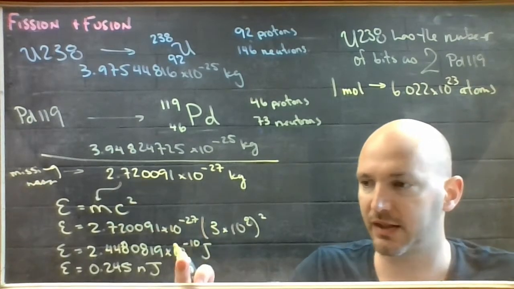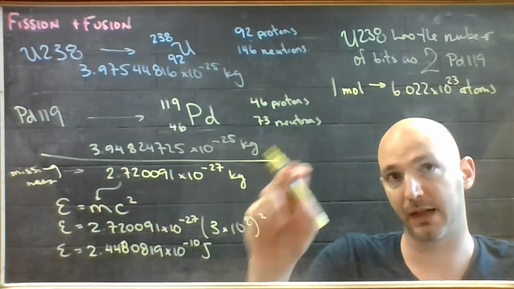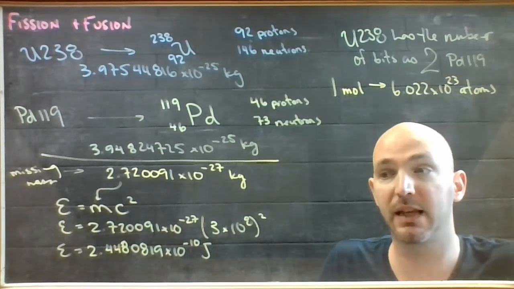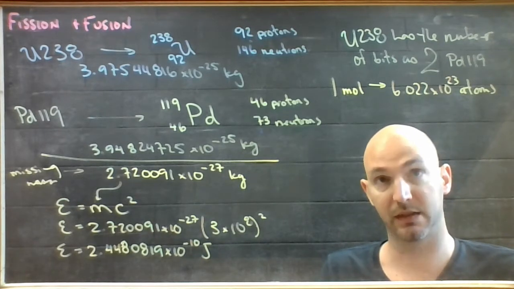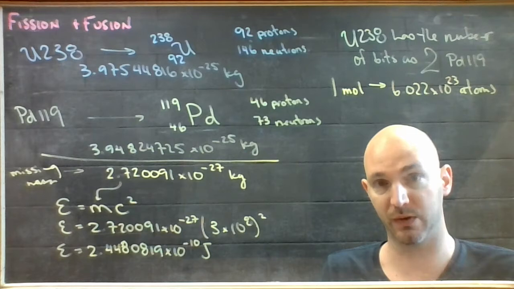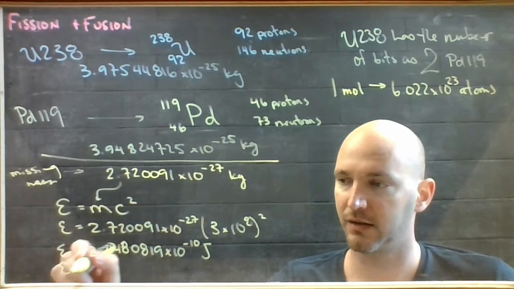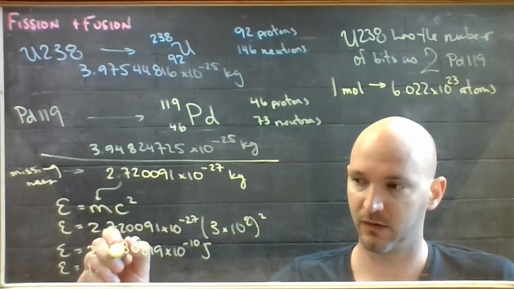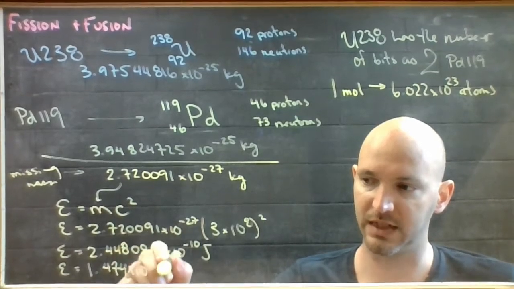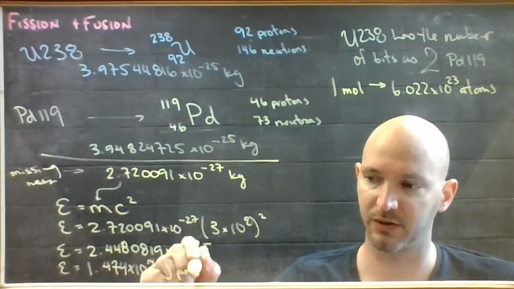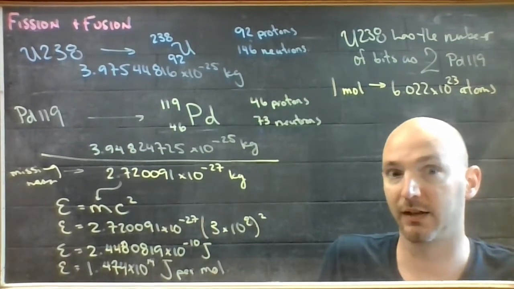So if I took this amount of energy here per atom and I multiplied it by this, I would get the amount of energy per mole. So I take that times 6.022 times 10 to the 23. I get 1.474 times 10 to the 14 joules per mole. Now we're talking.